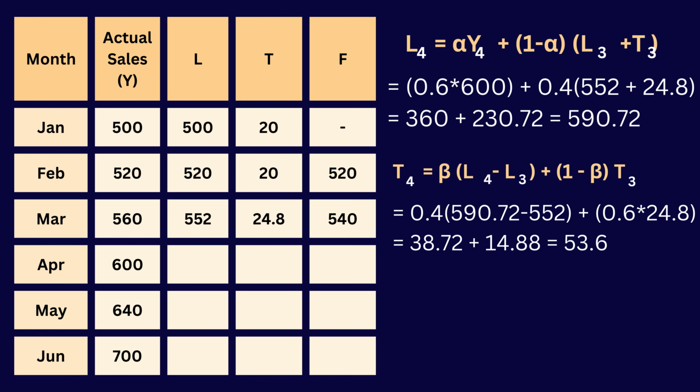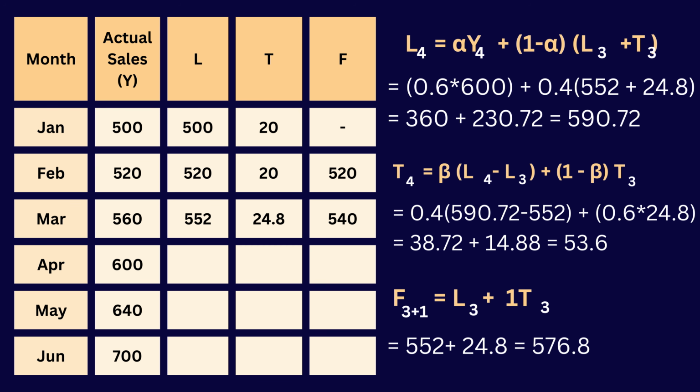T4 equal beta times L4 minus L3 plus 1 minus beta times T3 equal 0.4 times 590.72 minus 552 plus 0.6 times 24.8. 38.72 plus 14.88 equal 53.6.